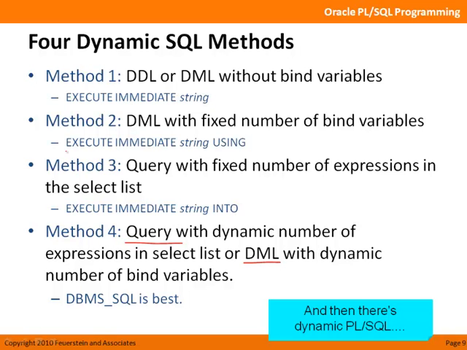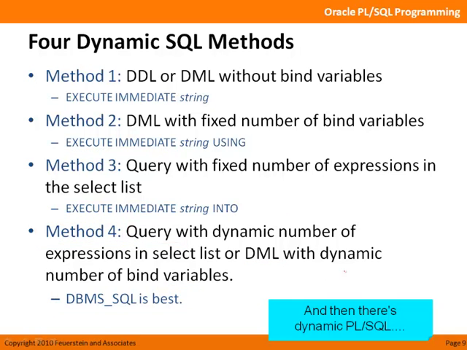And it makes it very difficult, though perhaps not impossible, to use the execute immediate statement to achieve the desired effect. In this case, when you're facing a dynamic SQL method 4 situation, you're almost always going to be using DBMS SQL. So that's one of the first examples we'll see where DBMS SQL is actually the preferred approach.